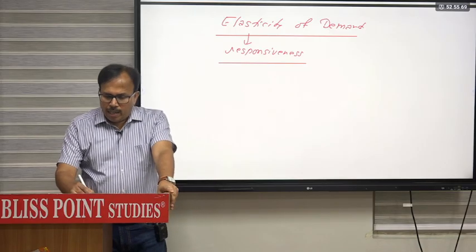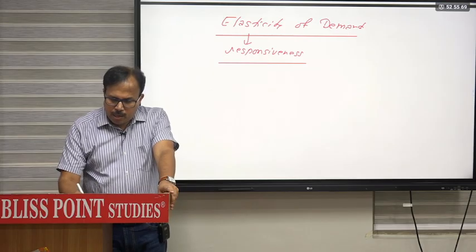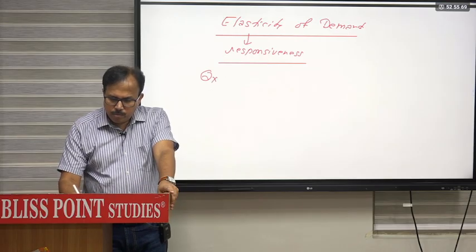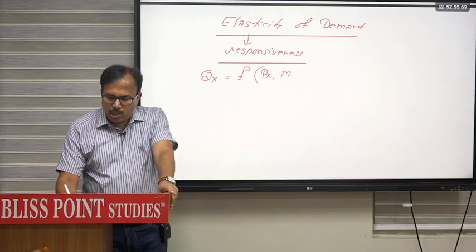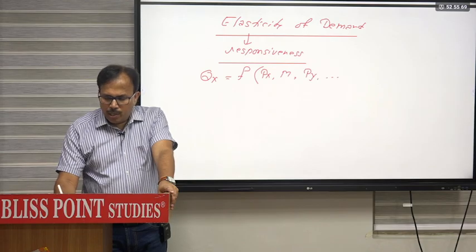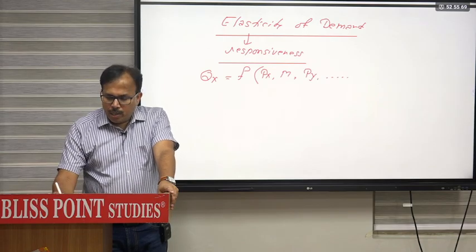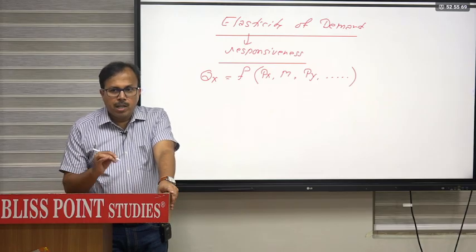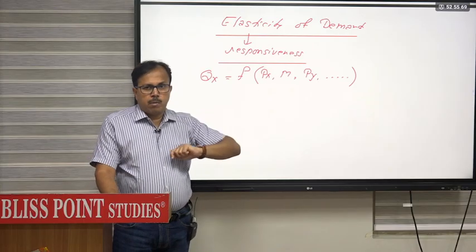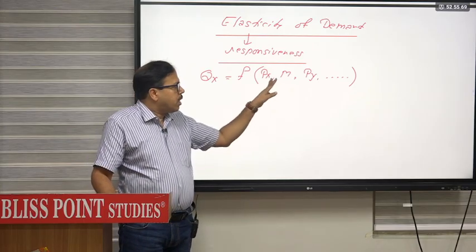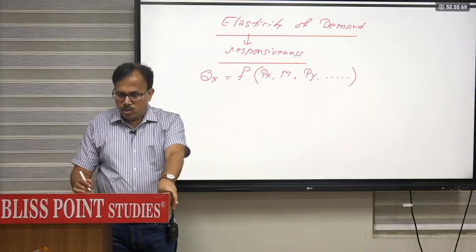So if I write the demand function, that quantity demanded of good X is a function of price of that good, income of consumer, income we have denoted, price of a related commodity, and there could be other factors also. So this is said to be a demand function. Demand is a function of price, income and price of the related commodity. For elasticity point of view, these three are important. So I have written only three.